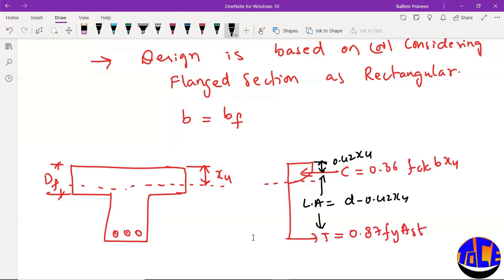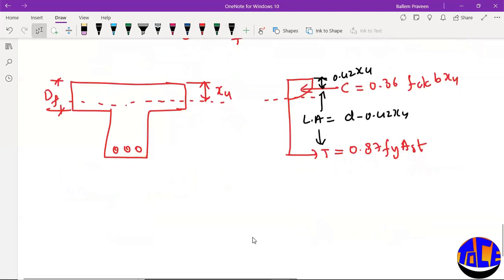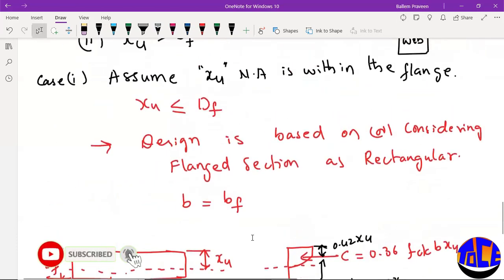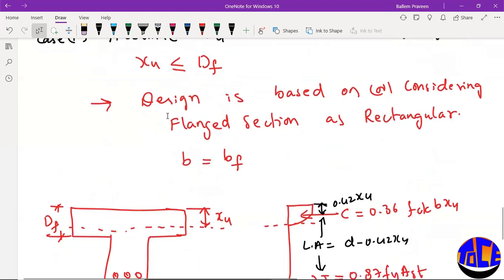In order to find out the moment of resistance, firstly you have to find out xu to check whether whatever we have assumed is correct or not. We assumed that xu is less than or equal to df, so to check whether our assumption is correct, firstly you have to find out xu.